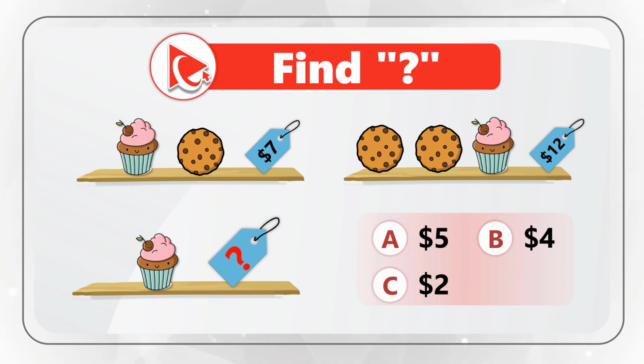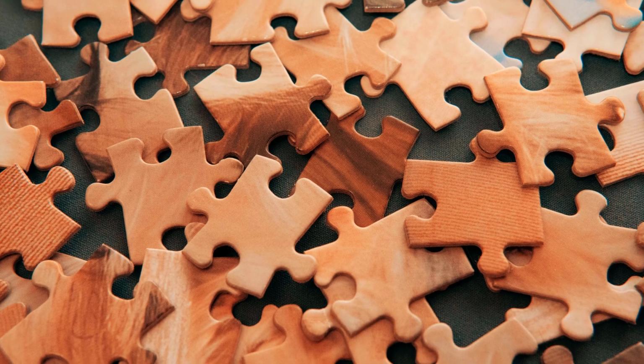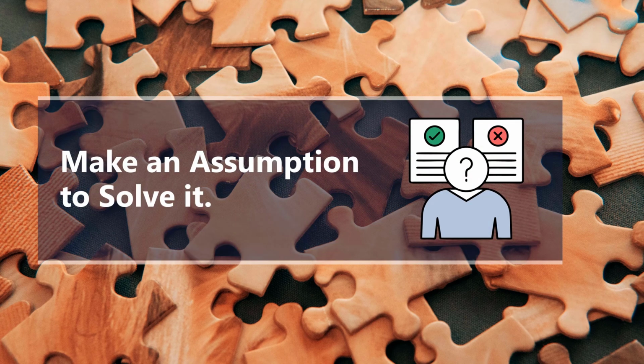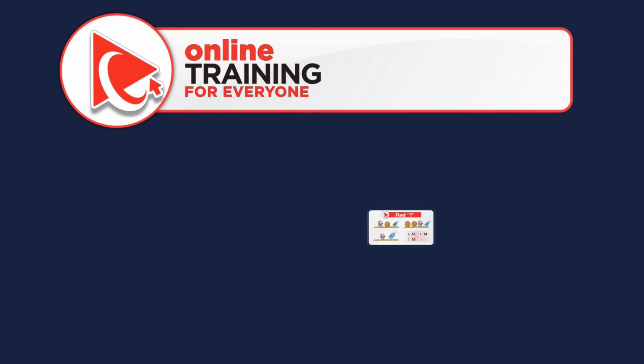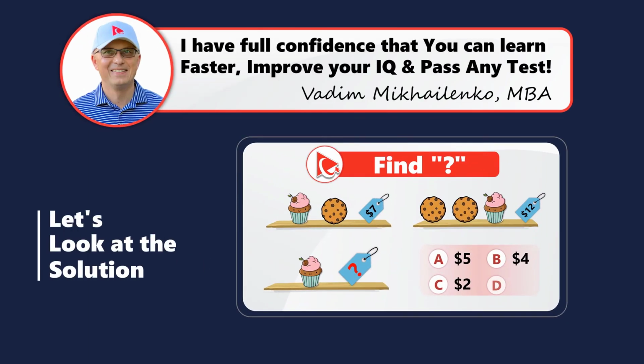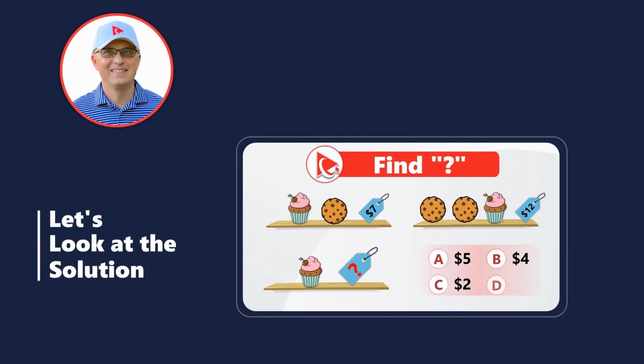And last but not least, choice D, $3. Take a close look to see if you can come up with the answer. Did you figure it out? It seems unsolvable, but the only thing you need to make is one assumption. And using this assumption, I'm going to move forward to share with you my version of the answer. And obviously, if you have a better way to solve it, please make sure to post in comments.